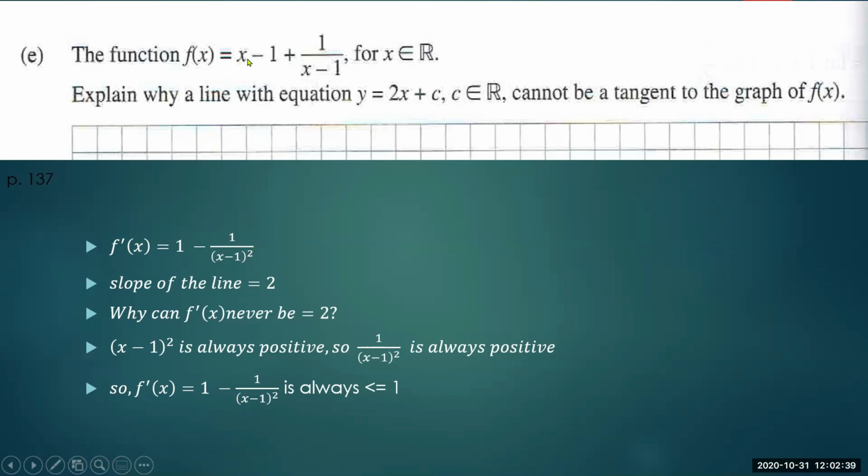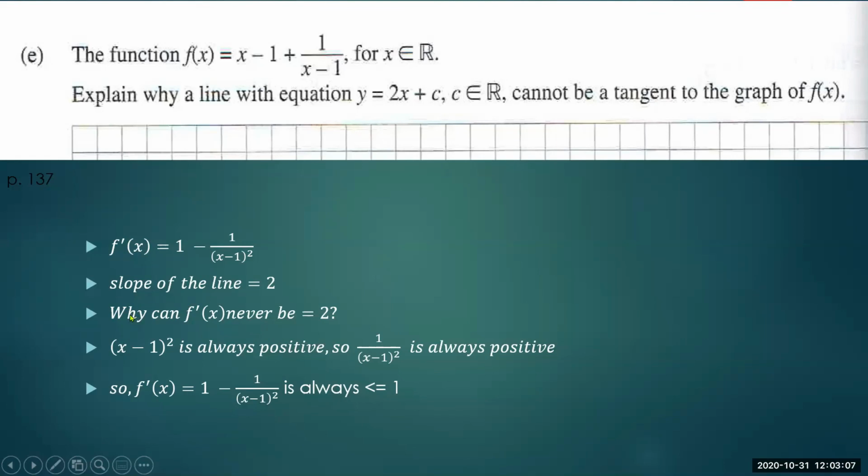So let's look at the x minus 1 piece first. When you differentiate that, you simply get 1. And the 1 over x minus 1, you use the quotient rule for that, and that gives you minus 1 over x minus 1 squared. So that's when you get f dash of x. And then separately, the slope of the line is equal to 2, because y is equal to 2x plus c.